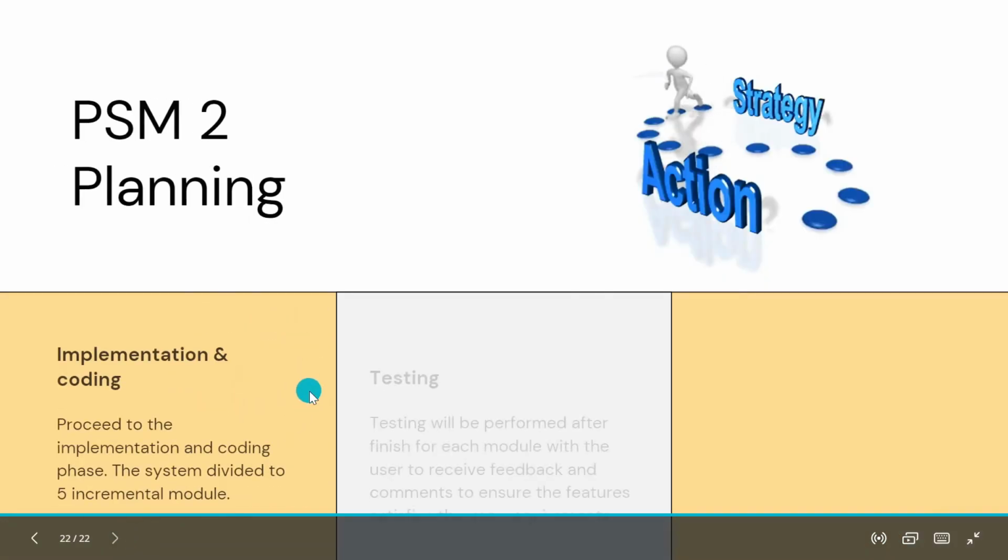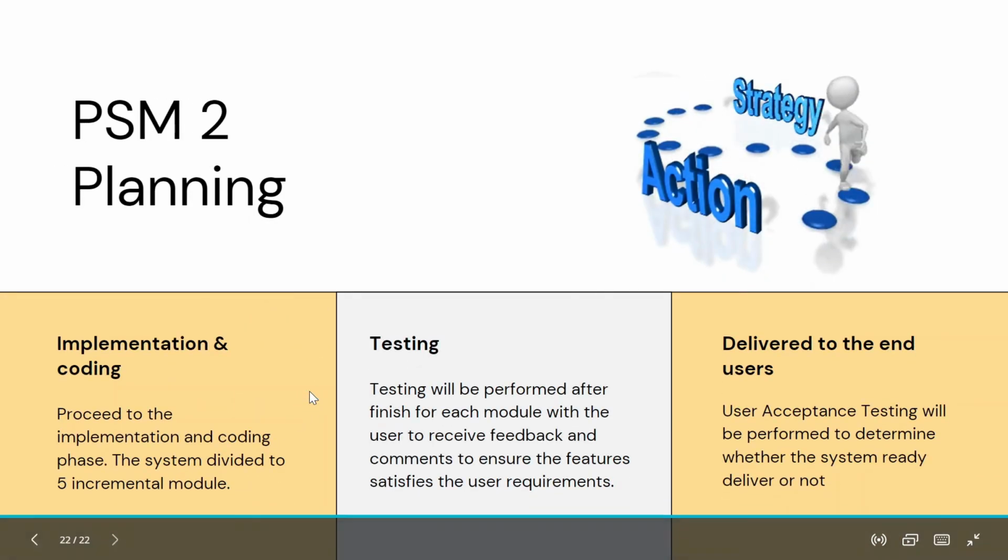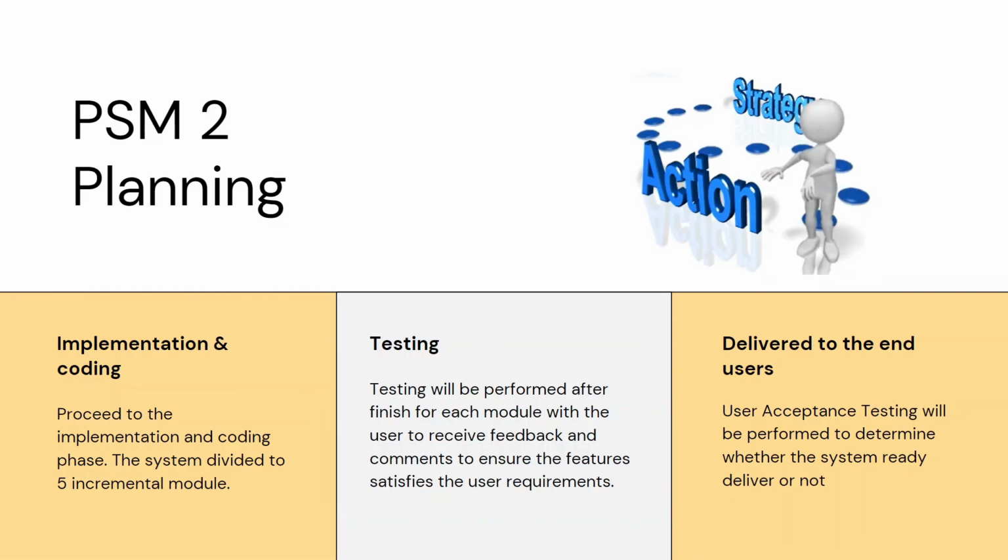Last but not least, for the PSM2 planning, I will proceed with the implementation and coding phase, where the system will be divided into five incremental modules. The next phase, testing, will be performed after finishing each module. The testing will be performed with the users to receive feedback and comments to ensure that the features satisfy the user requirements. And lastly, before delivery to the end user, user acceptance testing will be performed to determine whether the system is ready to deliver or not.